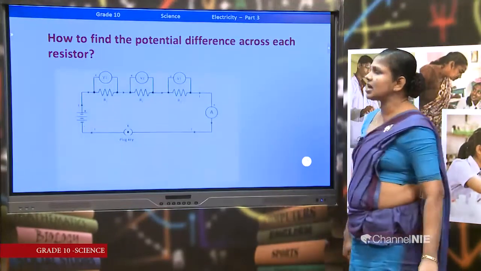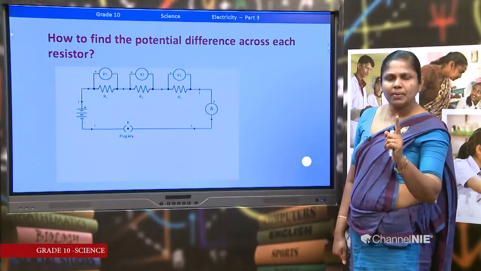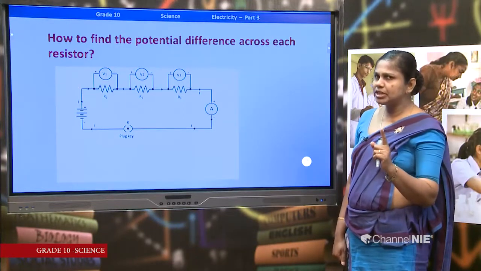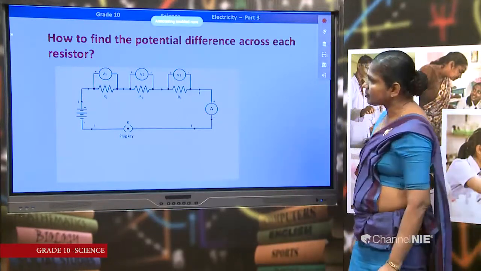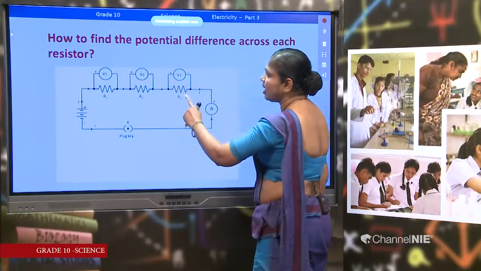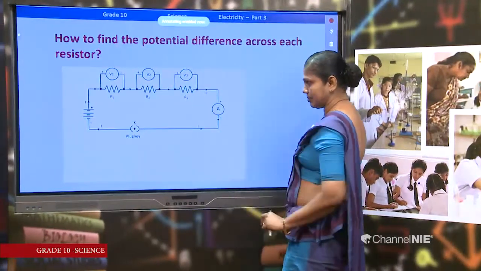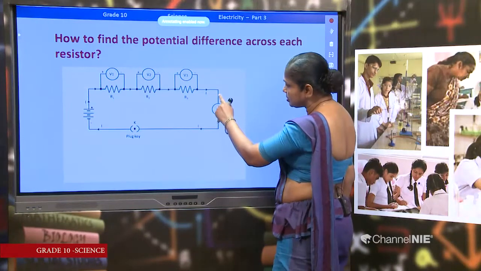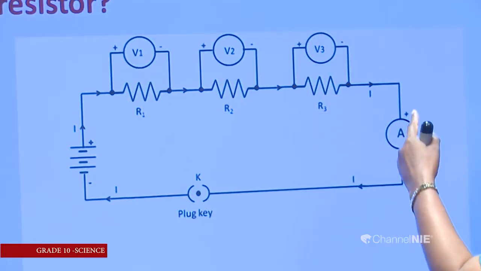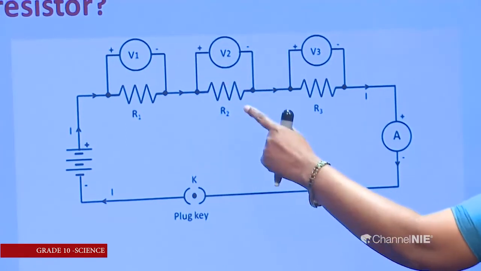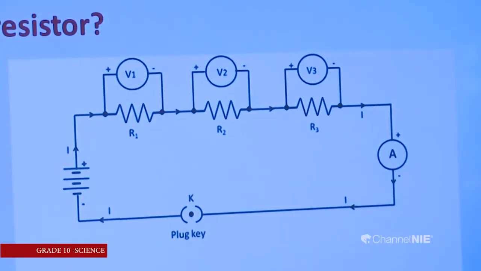When many resistors are combined in series like this, it is possible to find the potential difference across each resistor. Look here, children. Here, three resistors are joined in series. The three resistors are R1, R2, R3. Right, an ammeter is connected to get the reading of the current flow. When the switch is on, a certain current flows through R1, R2, R3. The same current I flows through R1, R2, R3, all.